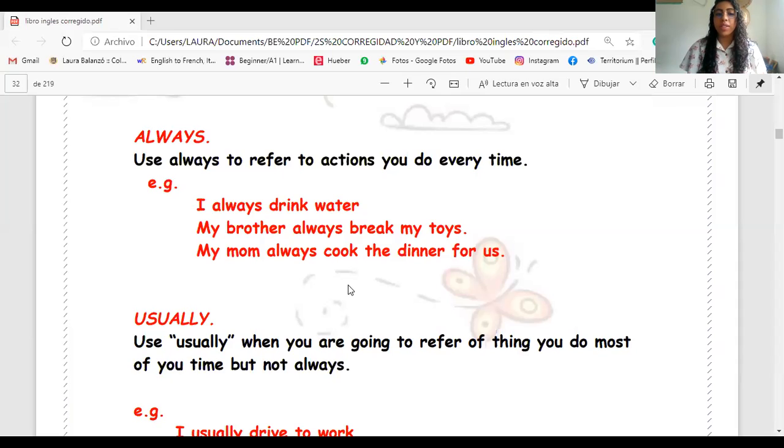My brother always breaks my toys. Mi hermano siempre rompe mis juguetes. My mom always cooks dinner for us. Mi mamá siempre cocina la comida para nosotros.